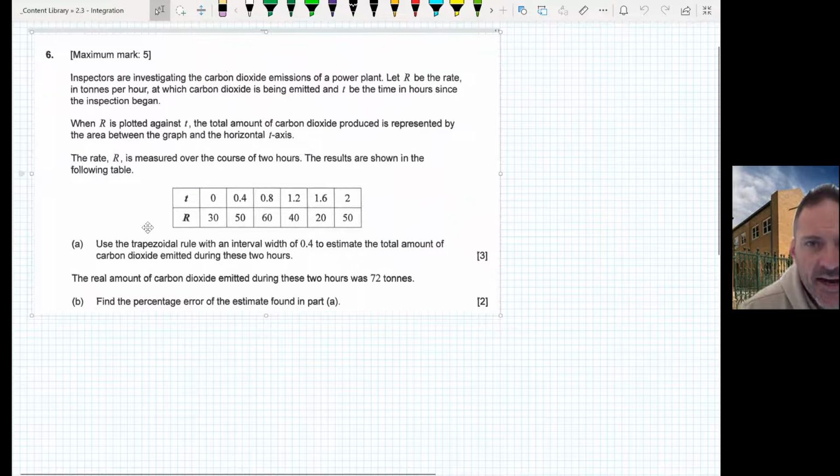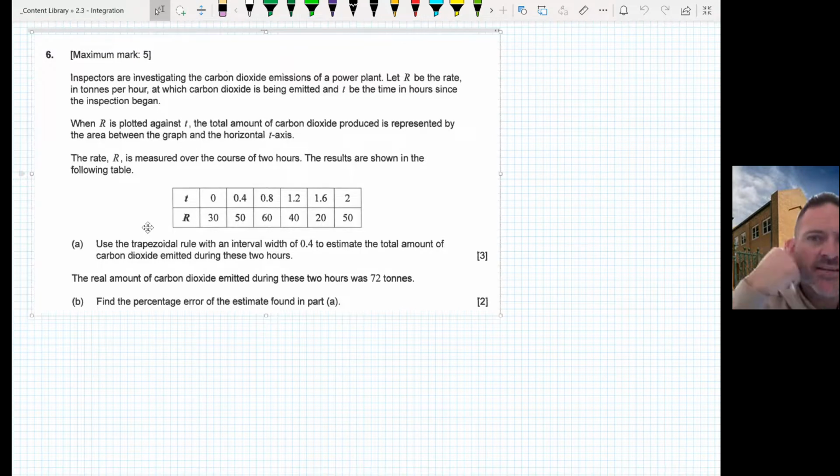Inspectors are investigating the carbon dioxide emissions of a power plant. This was last year's November question, by the way. What have we got? It says, let R be the rate in tonnes per hour at which the carbon dioxide is being emitted, and T be the time in hours since the inspection began. When R is plotted, and so on. I don't care about that. What I care about is this table: my X values, my Y values, and my function values. And it says, use the trapezoidal rule with an interval width of 0.4.